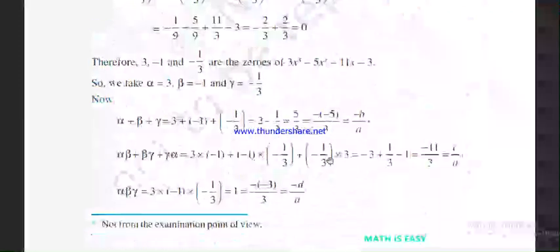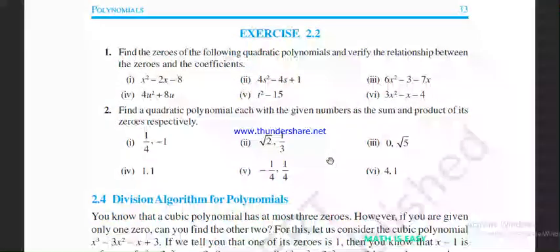Then you can try exercise 2.2, first all the 6 questions. In each and everything you have to use splitting the middle term only. Okay. So try to find out by splitting the middle term. If you are not getting it, then we'll solve it in the class. For example, this third equation, 6x square minus 3 minus 7x. First you arrange them in the standard form. So first it has to be 6x square minus 7x minus 3 equals 0.